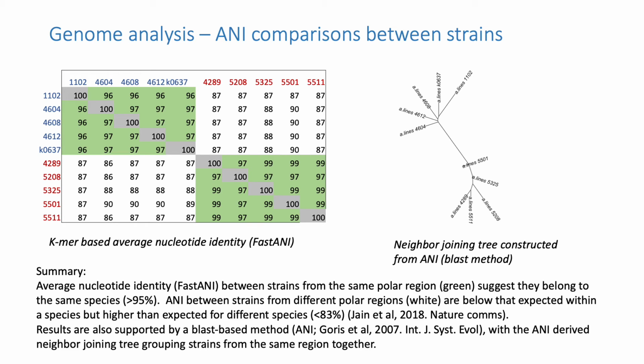Although there is a crossover of ANI scores, Arctic strains are typically a bit higher, which fits with the trend from the KMA comparisons. However, ANI results from strains between regions are between 87 to 90%. This is lower than expected for the same species, but is higher than the value expected from samples from different species, which is below 83%.